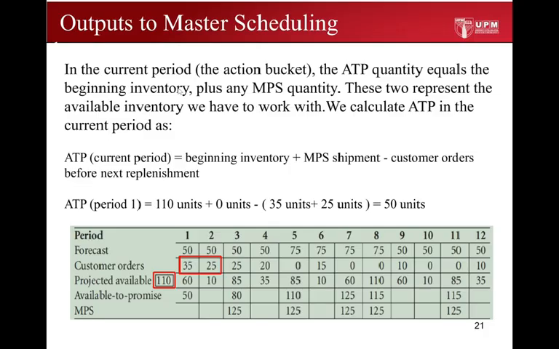The number of units already promised is 60. Why 60? 35 units for delivery in period 1 and 25 units for delivery in period 2. So after subtracting the 60 units promised from the 110 units available, we still have 50 ATP units for delivery either in period 1, period 2, or at some future date. So look at our book. In the current period, the ATP quantity equals the beginning inventory plus any MPS quantity. These two represent the available inventory we have to work with. So this is our formula to calculate ATP in the current period.